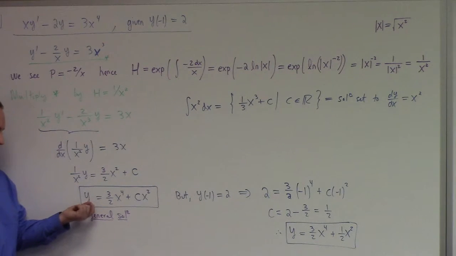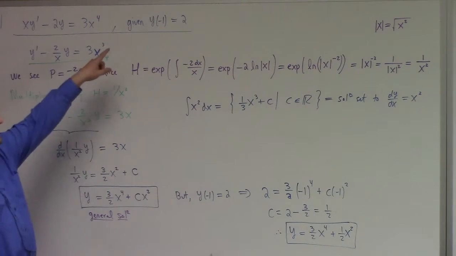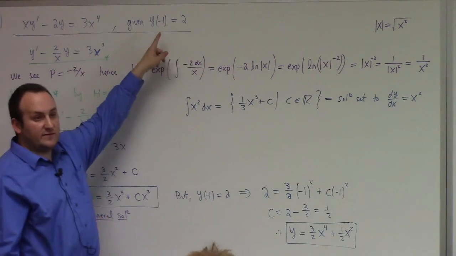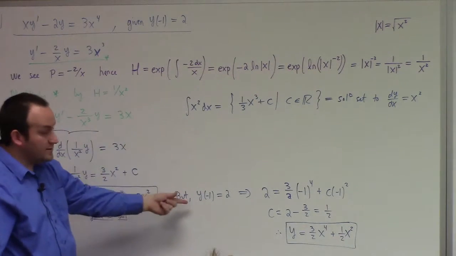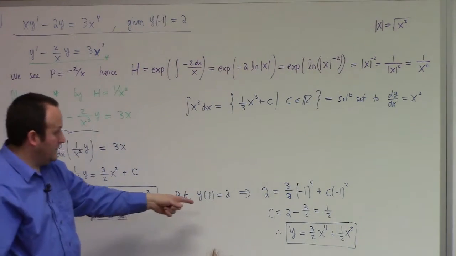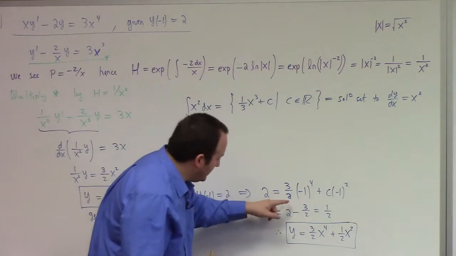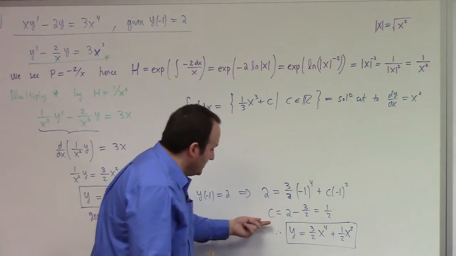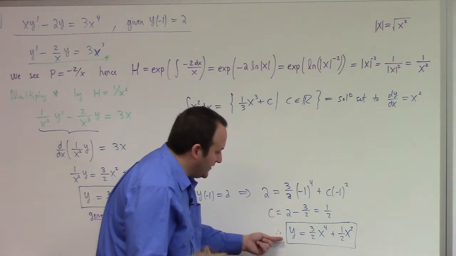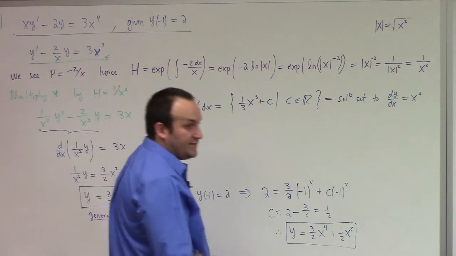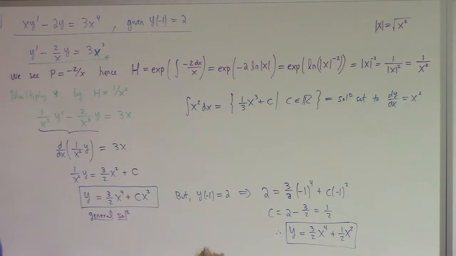Anyway, that's not the answer here because I'm given specific data. So I have to plug in what I'm given, which is that y of minus 1 is 2, to find the value of c. That gives me 2 is equal to 3/2 plus c, which gives me c is equal to 1/2. So the specific solution I'm looking for here is 3/2 x to the 4th plus 1/2 x squared. Again, that's example 3 in the text.